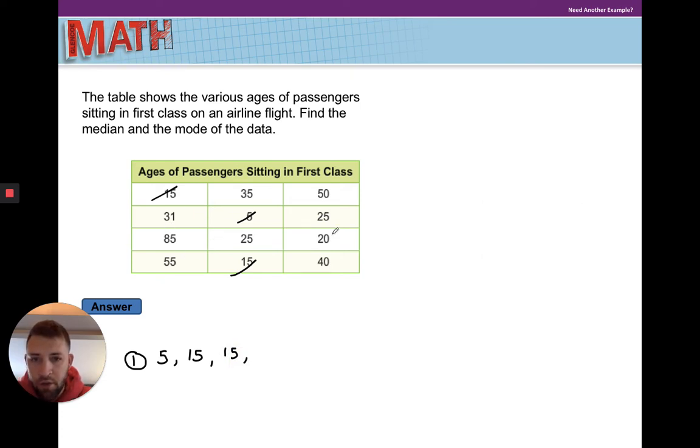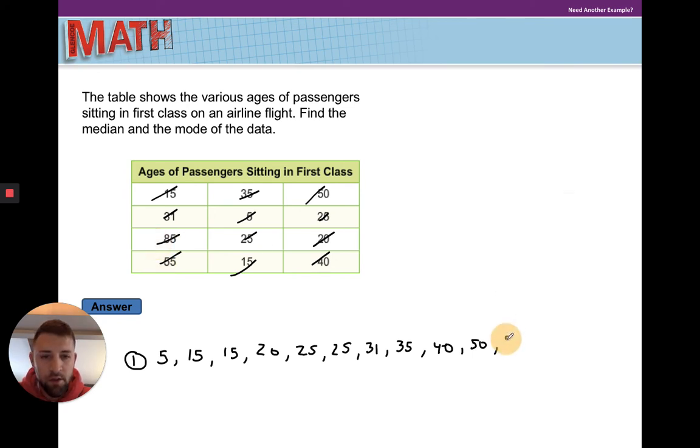The next smallest number should be a 20. Then I have a 25. I have another 25, so I'm going to list that. The next smallest number should be 31. Next smallest is 35. Then 40. Then we have 50. And then 55, and then 85 is last.